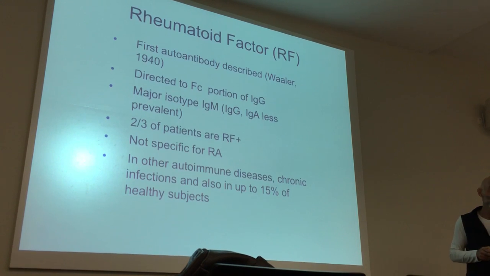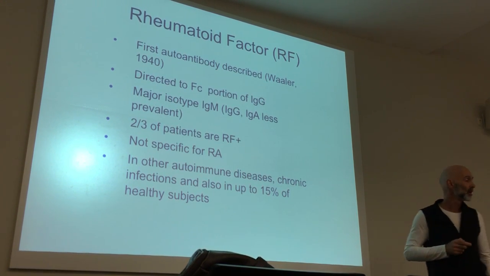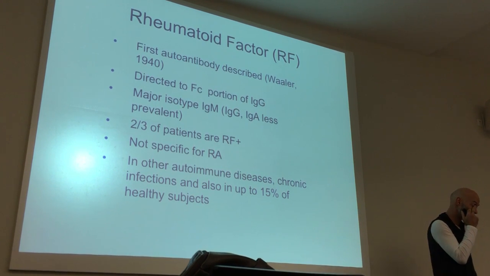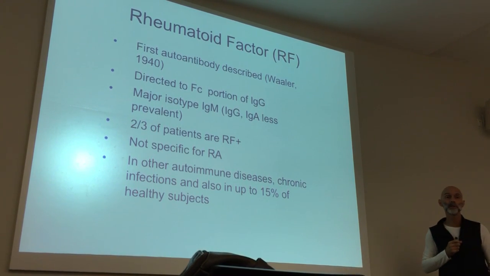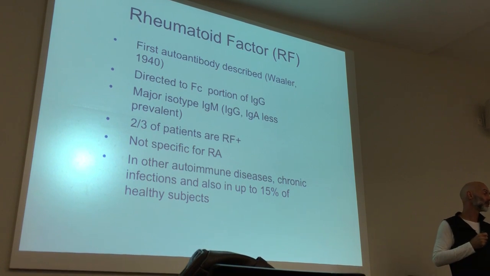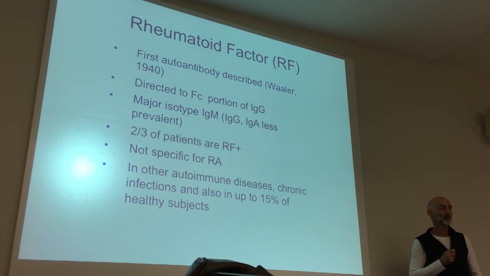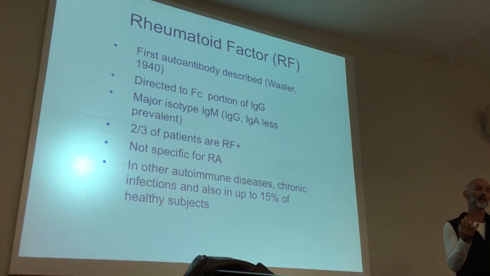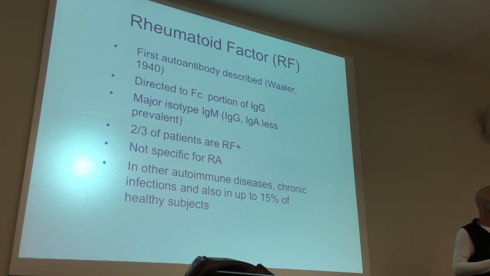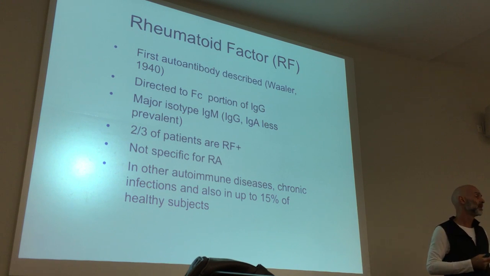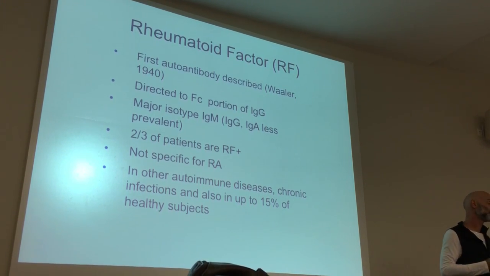One of the laboratory parameters, a very old one, is rheumatoid factor. It was actually detected in the 1940s by Walter Rose. It was the first autoantibody we were able to determine. It's a very unspecific autoantibody, unspecifically directed against the Fc part of IgG. Usually it's an IgM antibody, but we can also observe IgG or IgA antibodies.